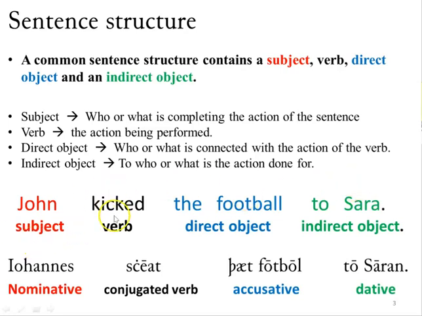So, John kicked the football to Sarah. John is the subject. The sentence is what John did. He kicked, that's the verb. The football is the direct object because it's the football that's connected with the action of the verb. And what's all this done for? What is John doing this kicking of a football for? He's doing it for Sarah, or to Sarah.